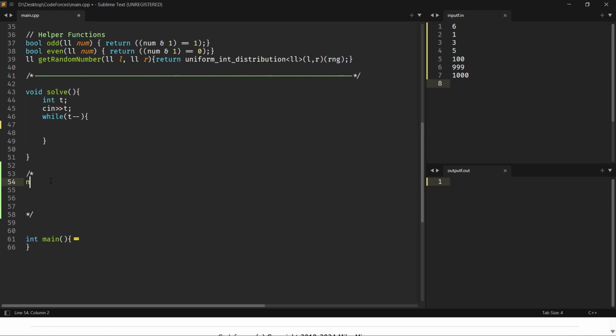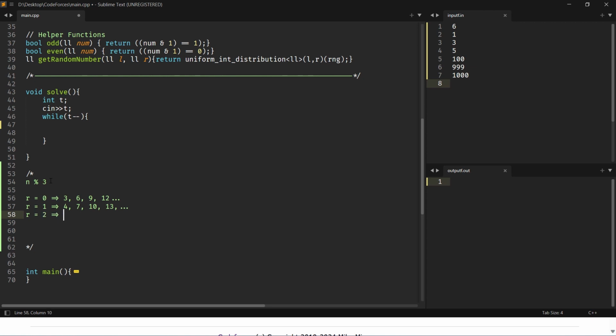So what are the possibilities of n? If I do n modulo 3, what are the possibilities of the remainder? The remainder can be 0, which is the case when n is 3, 6, 9, 12 and so on, the multiples of 3. Or the remainder can be 1: 4, 7, 10, 13. These are the numbers which have remainder 1. And the remainder can be 2.